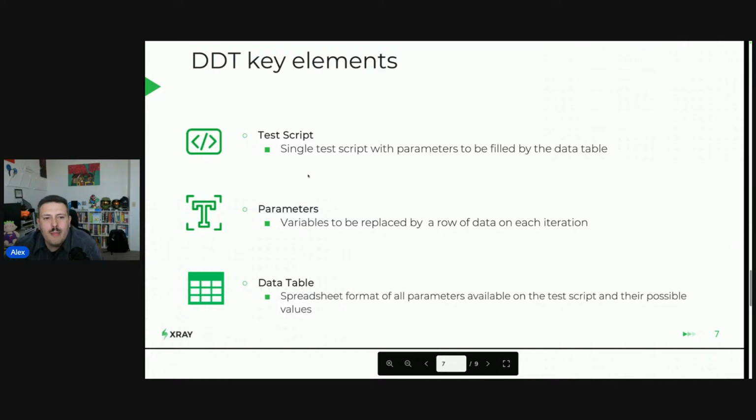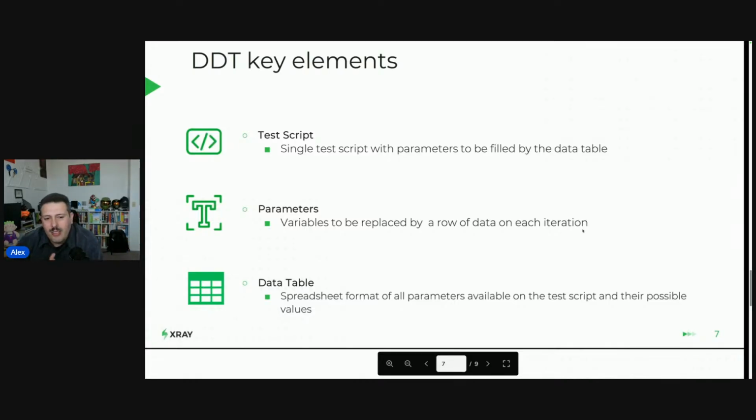There's a couple of key elements. We're going to have a test script. So this is a single test script with the parameters to be filled by the data table. We have the parameters. These are going to be the variables to be replaced by a row of data in each iteration. So think of the test, and inside the test script, we're going to have variables. We're going to have these curly braces. We're going to put code in there. And then that code is going to be replaced by whatever's inside this data table.